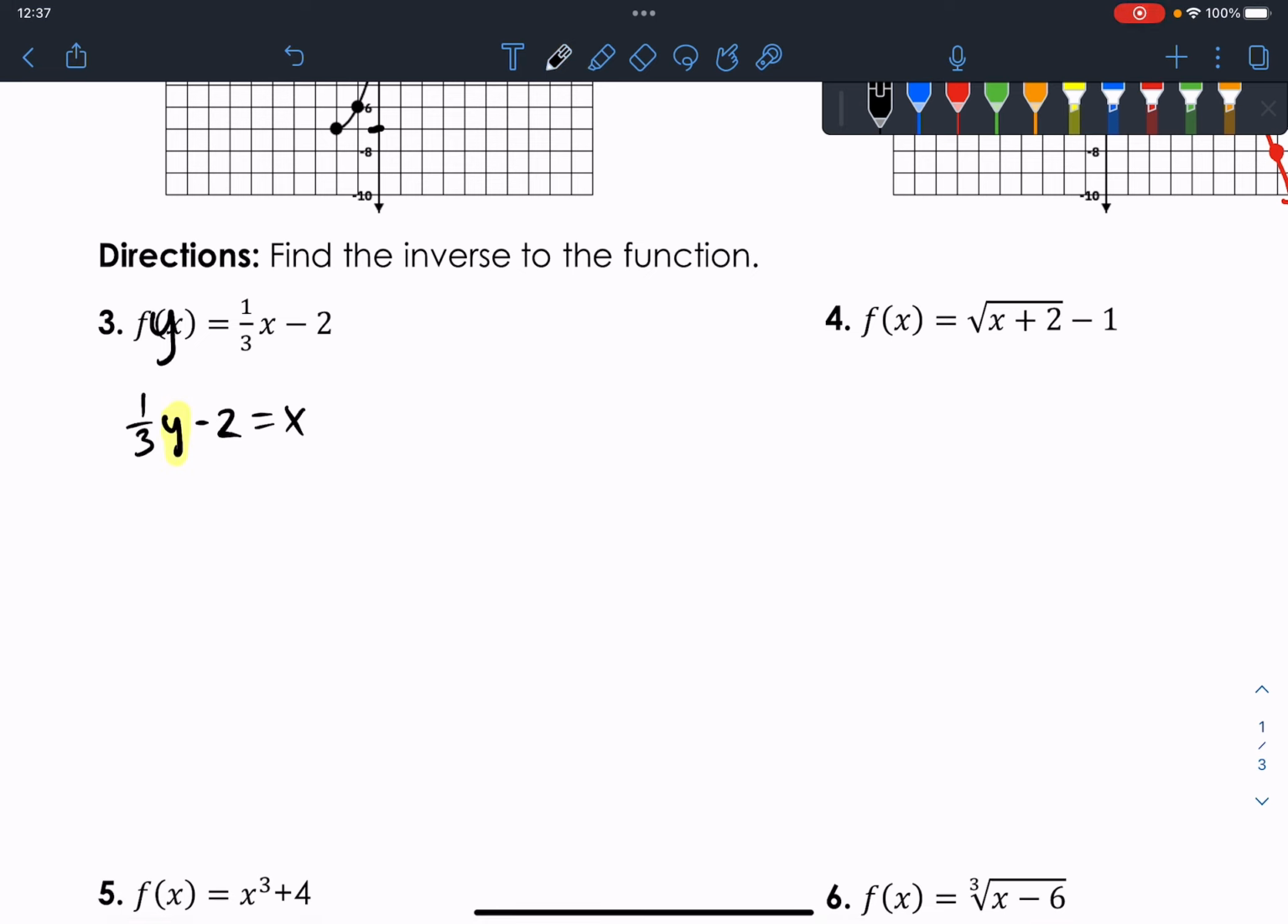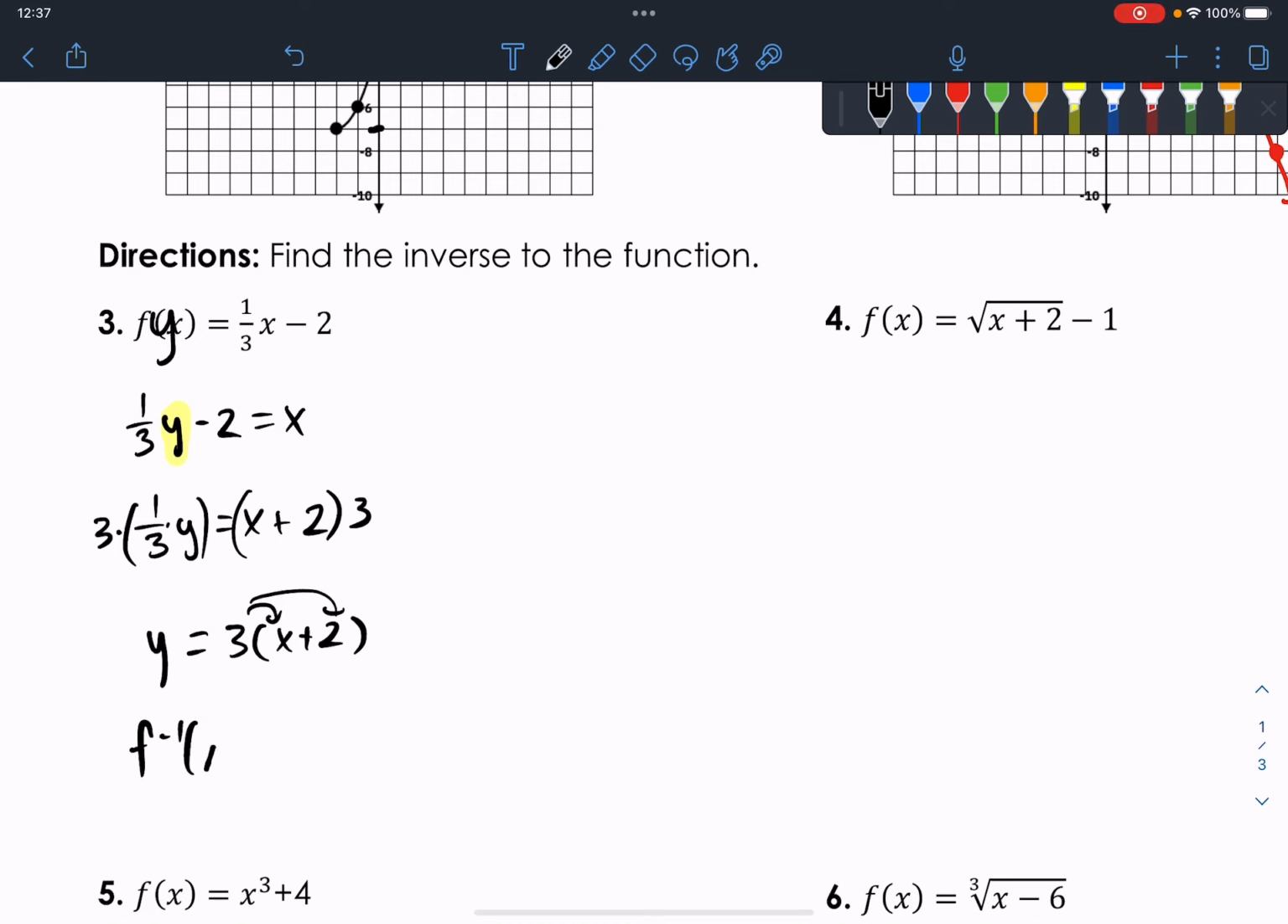So here, the best procedure to make this a lot quicker would be to add 2 to both sides. And then divide by the 1/3. Since we're multiplying by 1/3, we would divide by 1/3, which is the equivalent of multiplying by 3. So we're going to multiply by 3. So y is equal to 3 times x plus 2. Now, if you want to simplify it and distribute it, you can do that, but 3 times x plus 2 is acceptable, and that's going to be our inverse. So our inverse is 3x plus 6.